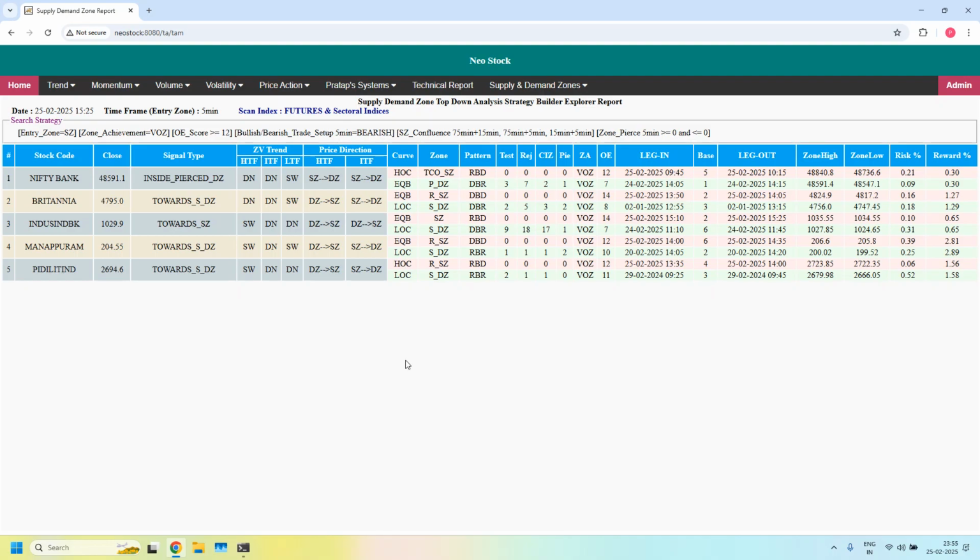75 minute supply zone. 5 minutes with 15 minute supply zone. These are the 5 minute supply zones overlapped with 15 minutes. Both together overlapped with 75 minute supply zone. 75 minutes trend, that is HTF trend, is down in first two stocks. If any of those two stocks are having daily EMA confluence, then those supply zones are having even higher probability to get success. Let's verify.